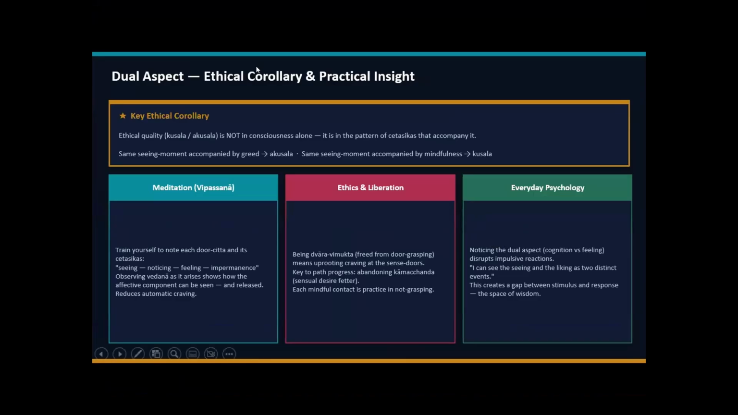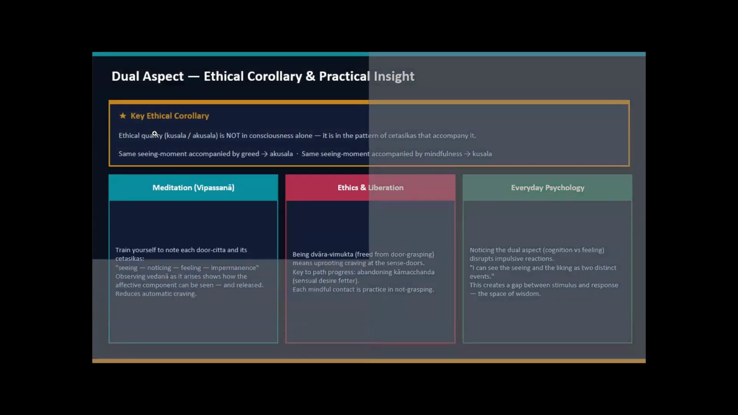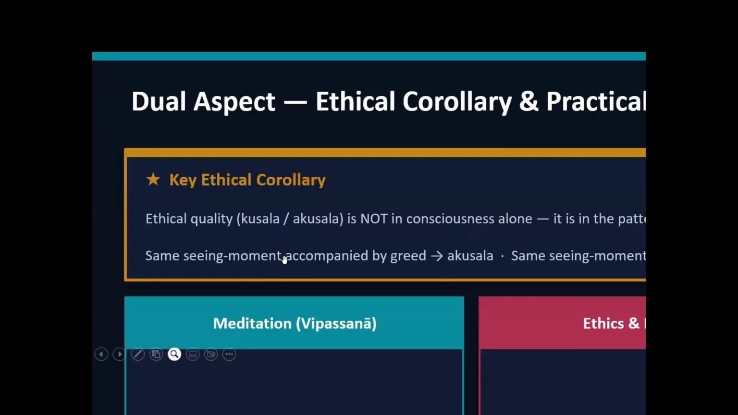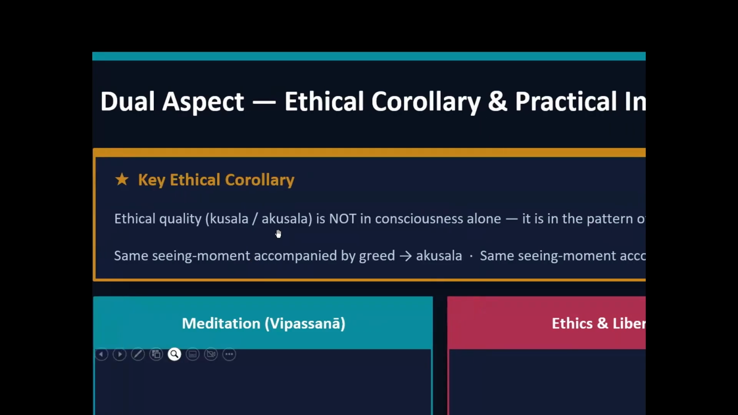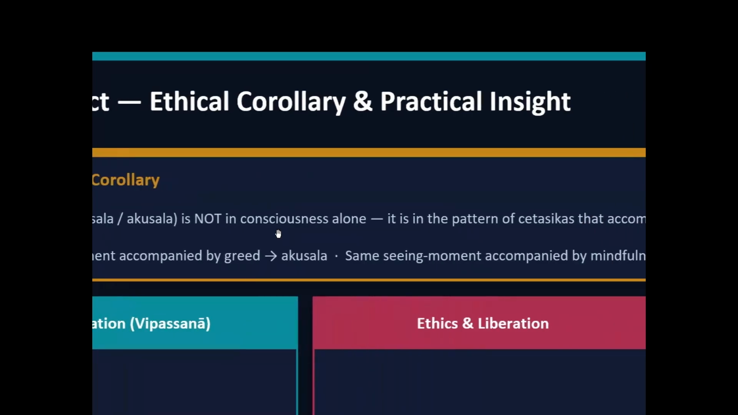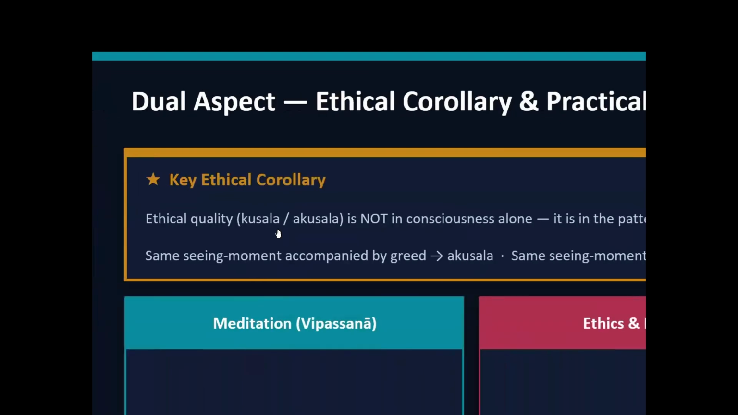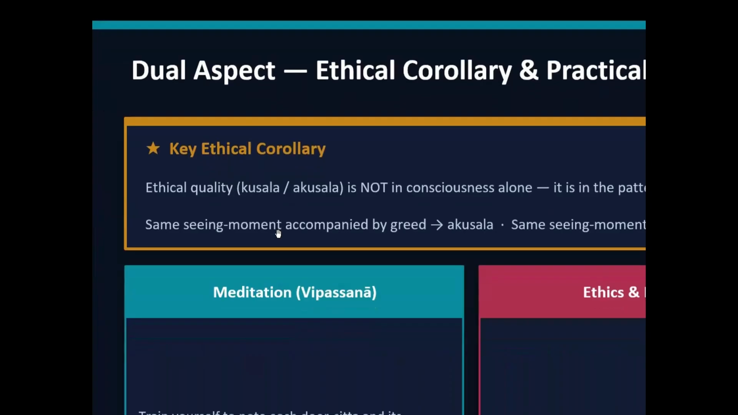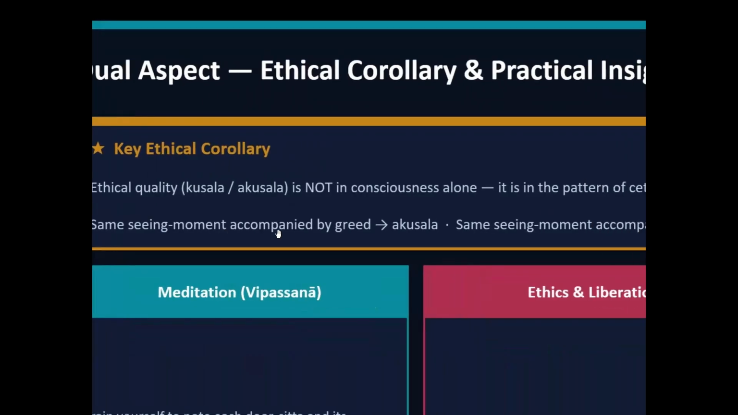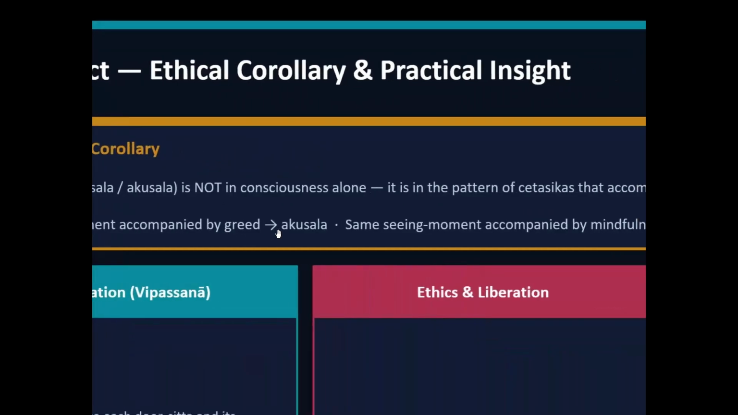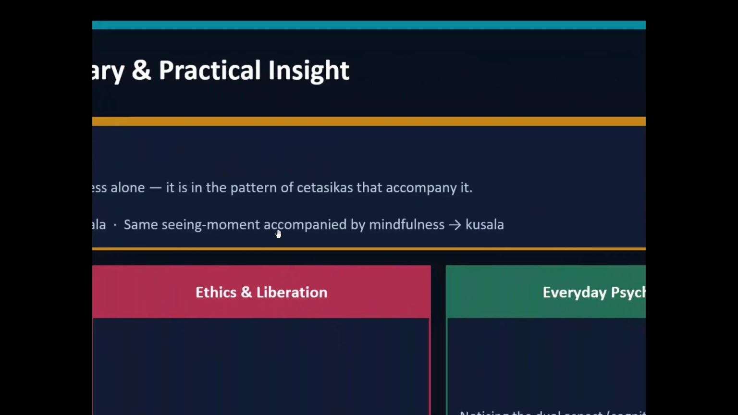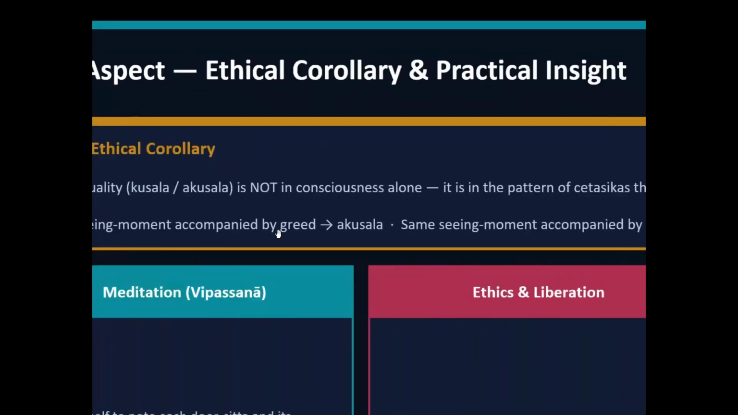Next one, you look into the dual aspect of ethical corollary and practical insight. What is this? Okay, we'll look into it. Ethical corollary, ethical quality, the kusala or akusala, is not a consciousness alone, okay? It is a pattern of Cetasika that accompany it. So after the consciousness, Cetasika accompany it, same as seeing accompanied by greed will give you akusala. Same as seeing the moment accompanied by mindfulness, you get kusala. So this is what I try to explain, okay?